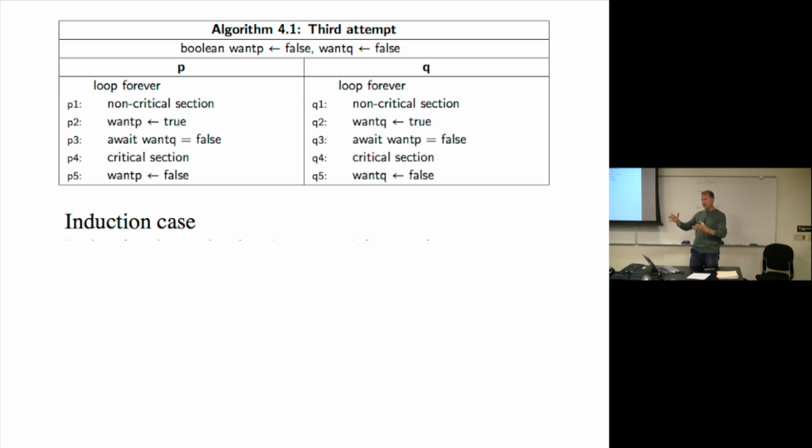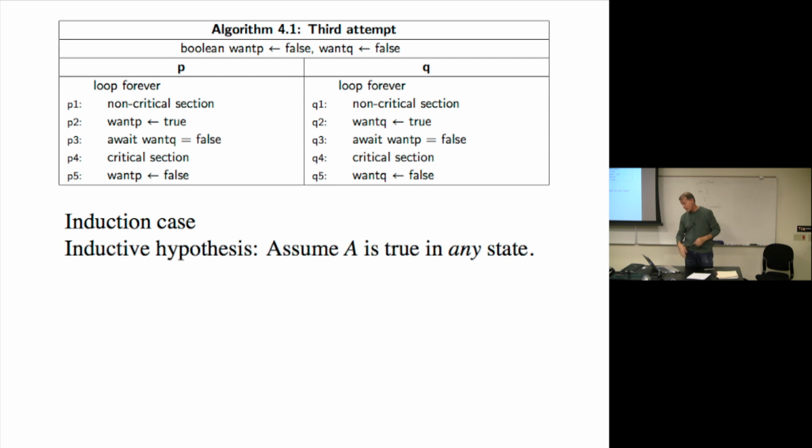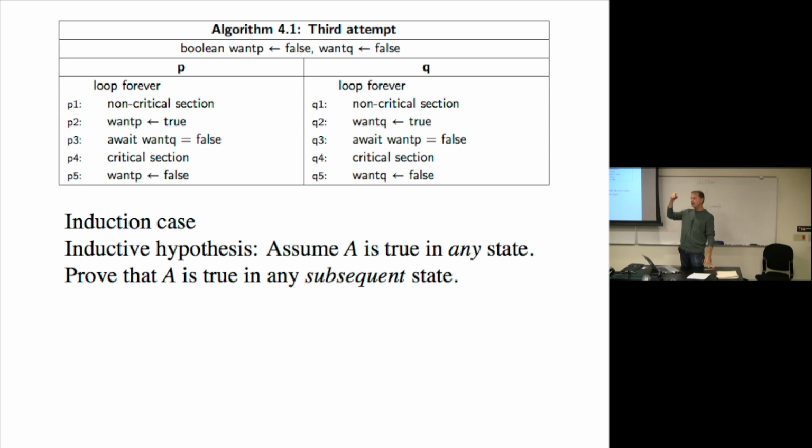All right, is everybody with me on that? Okay, so here's how we're going to do the reasoning. So here's the induction case. The inductive hypothesis is we assume A is true in any state, and then we prove that A has to be true in any subsequent state. So what we have to analyze is the transition from one state to another state. Is everybody with me on that? Okay, so here's what we do.